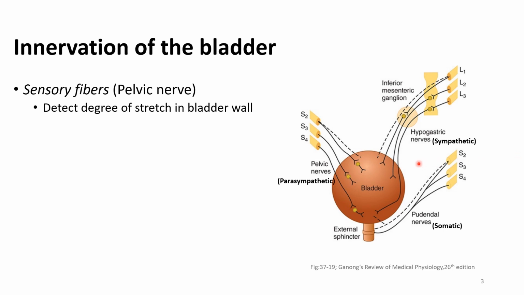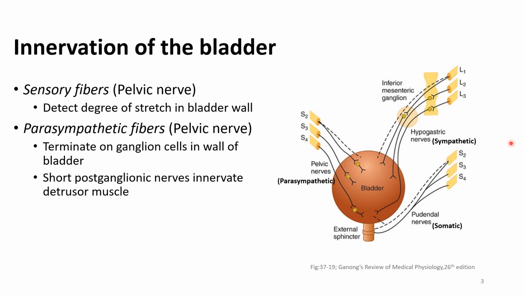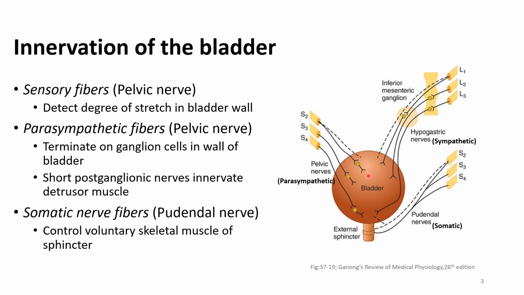The sensory fibers pass via the pelvic nerve and they detect the degree of stretch in the bladder wall. The parasympathetic fibers pass via the pelvic nerve and they terminate on the ganglion cells in the wall of the bladder, and the short postganglionic nerves innervate the detrusor muscle as shown in this figure. And the somatic nerve fibers pass via the pudendal nerve and they control the voluntary skeletal muscle of the sphincter.